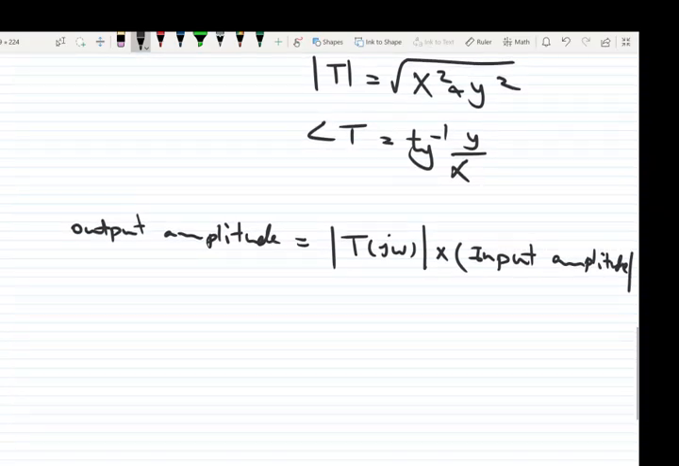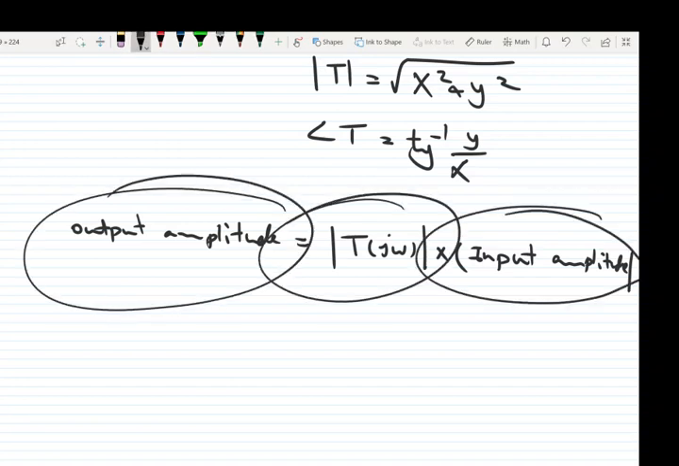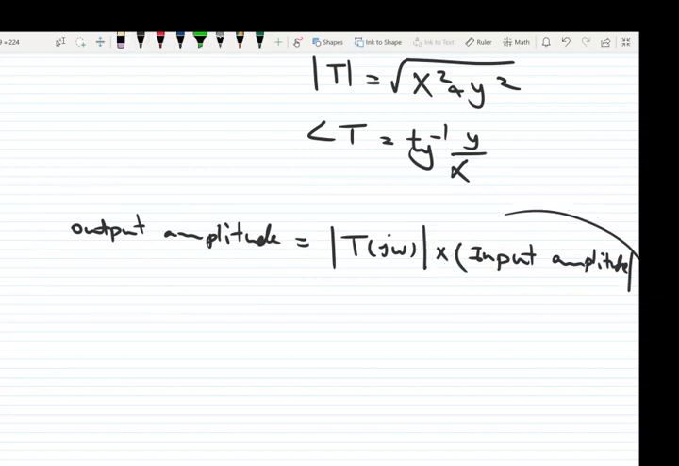Okay, so amplitude gain: output amplitude is equal to amplitude gain times input amplitude. Output phase is equal to theta of omega, which is the phase of the transfer function, plus input phase.